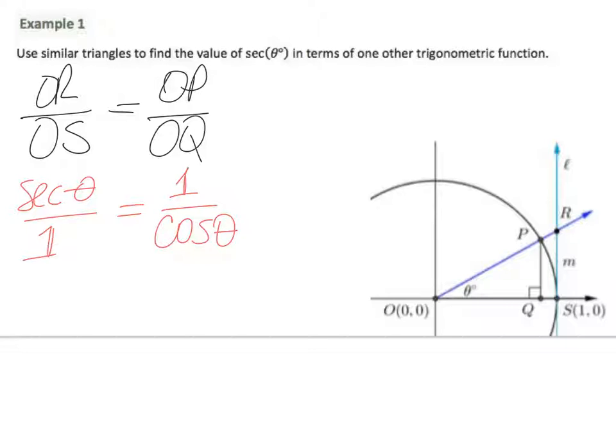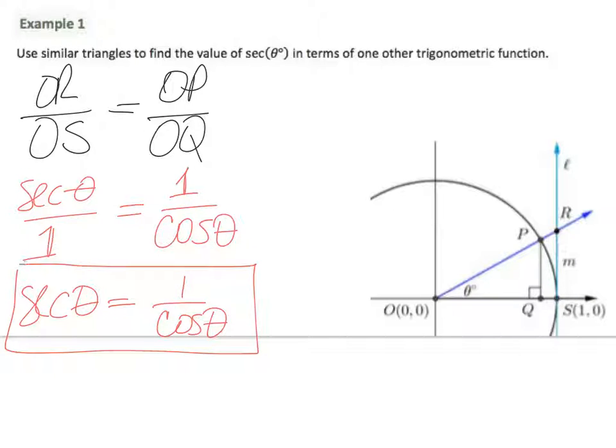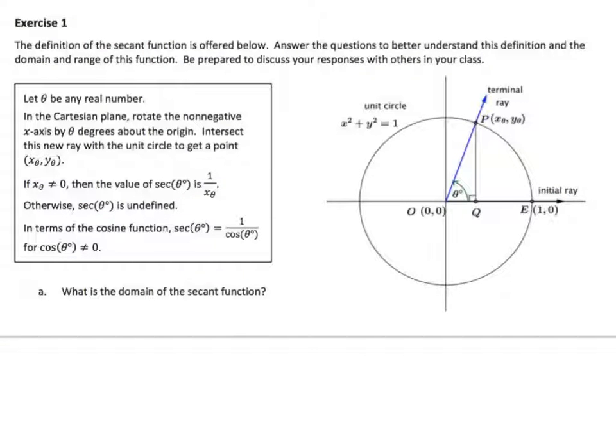Okay, we did that on our opening exercise, right? We did all of that. Cool. Therefore, if I solve for secant theta, I get 1 over cosine theta. This right here is finding the value of secant theta in terms of one other trigonometric function. Cool? Okay, let's get into exercise 1.